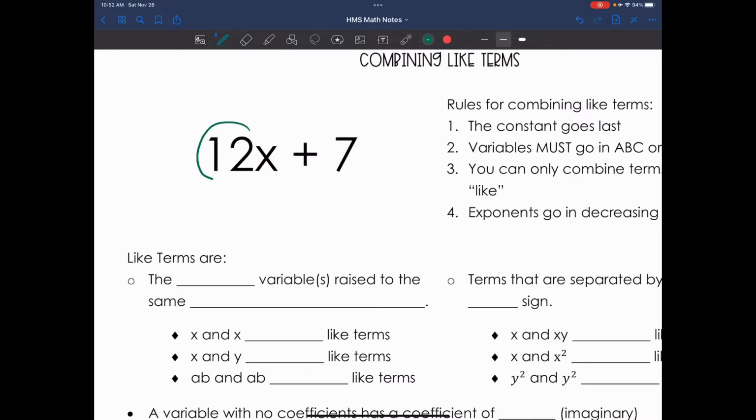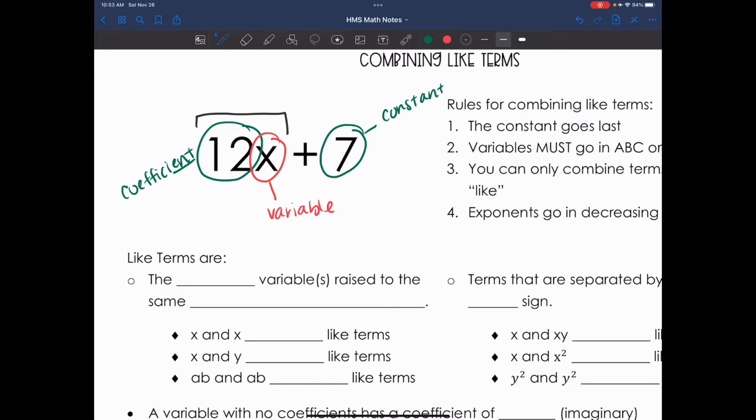Right here, this 12 is going to be the coefficient. The x is what we call the variable. The 7 is what we call the constant. And 12x is a term, and 7 is a term because they are separated by the plus sign.